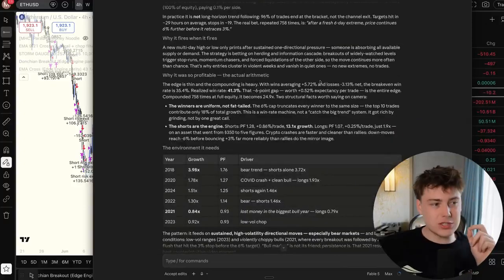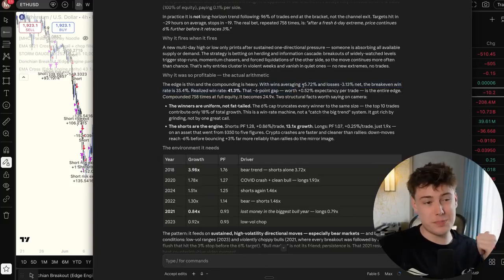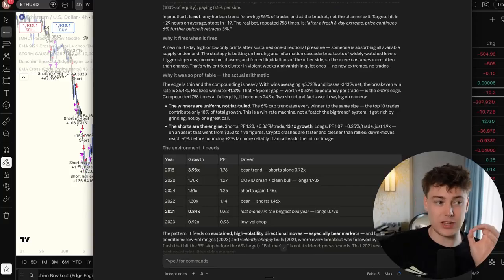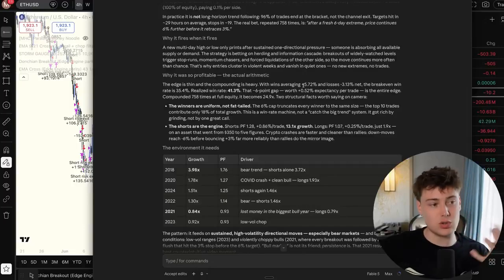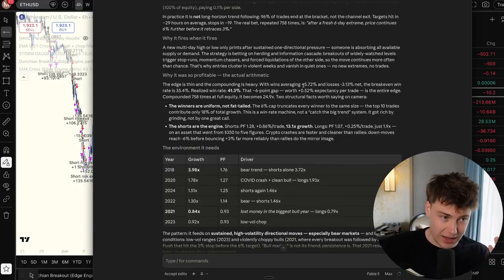This is important. Why was it so profitable? The edge is thin and the compounding is heavy, with wins averaging 5.72% and losses 3.13% net. The break-even win rate is 35.4%. Realized win rate is 41.3%. That gap is the entire edge. Compounded 758 times, which is how many trades it took. At full equity, it becomes 24.9x.